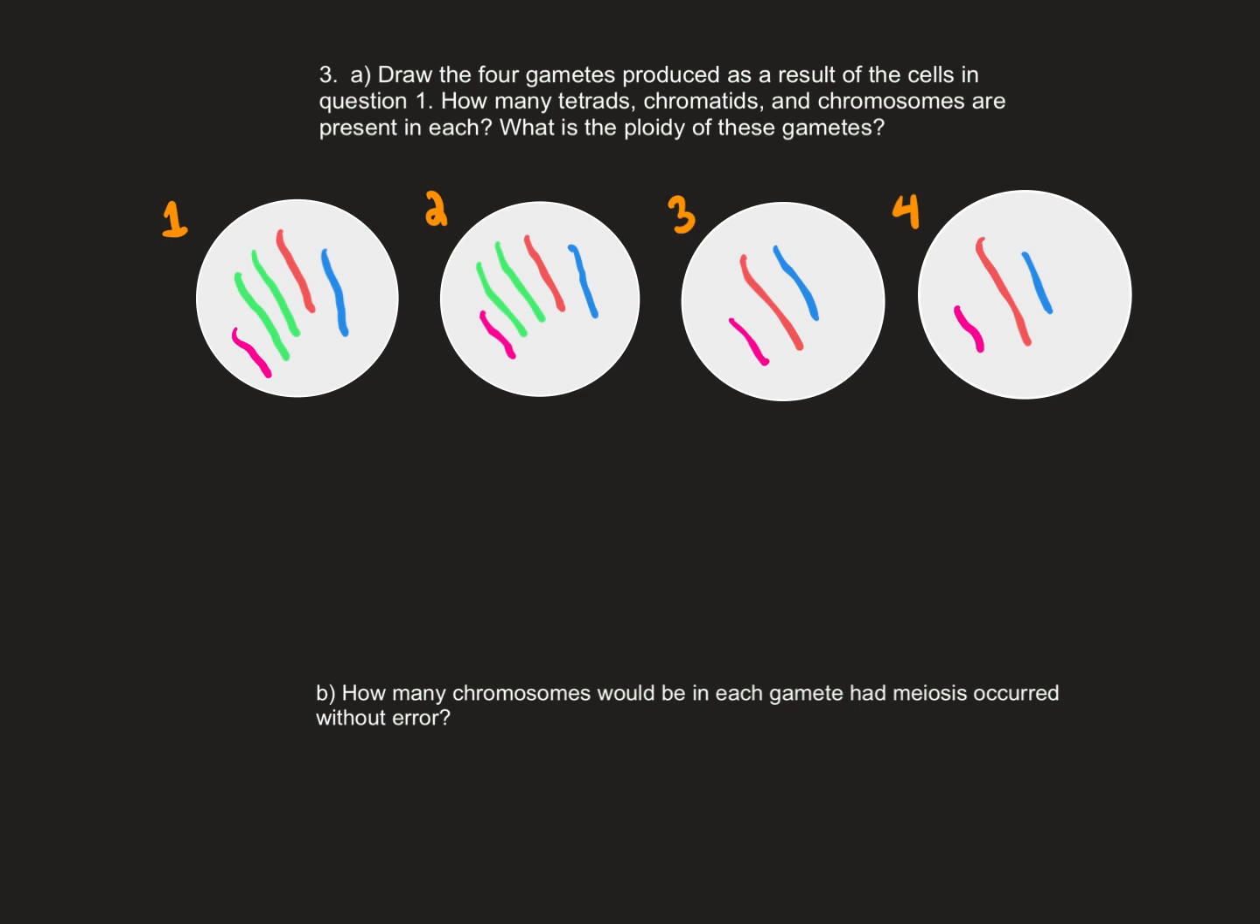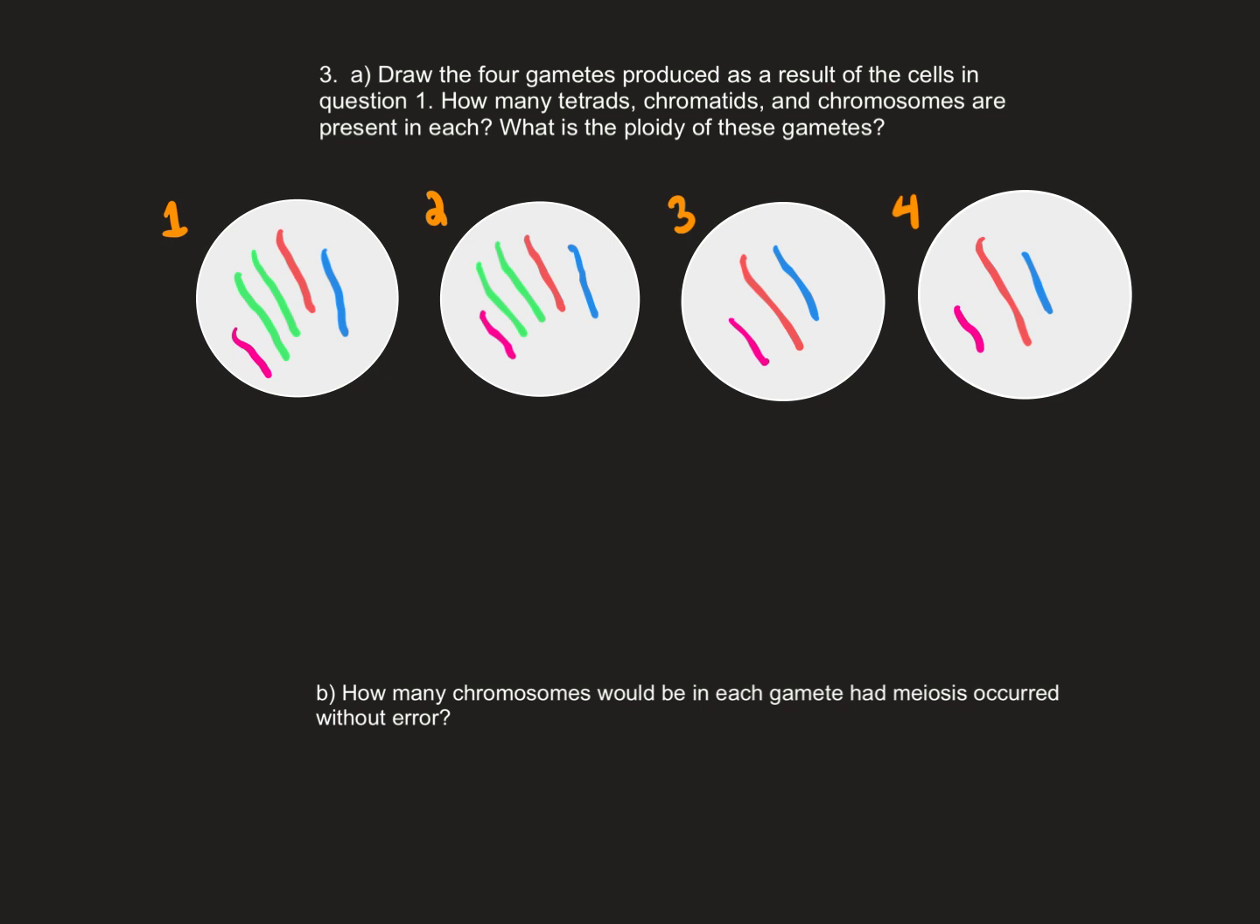Well, there's no tetrads. Tetrads, again, are pairs of homologous chromosomes, and they would have 4 chromatids each. Here, there are only individual chromosomes. Chromatids as well, we have none. So chromatids are part of 2 halves of a chromosome, and now that they've separated, they're no longer chromatids, they're entirely chromosomes unto themselves.